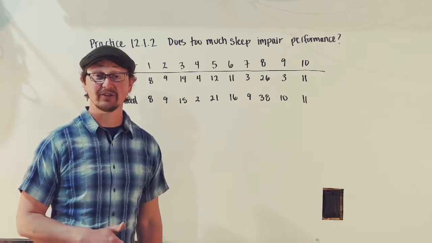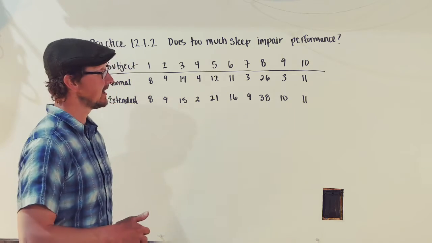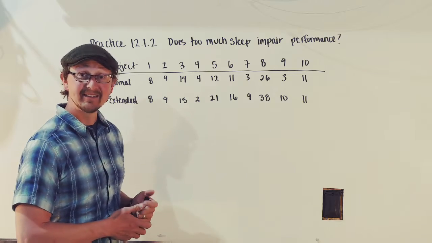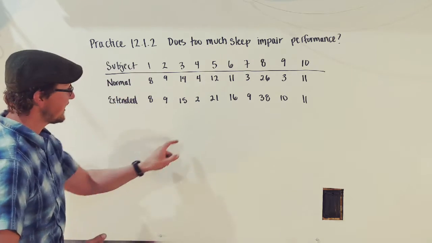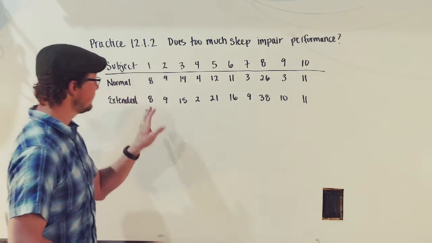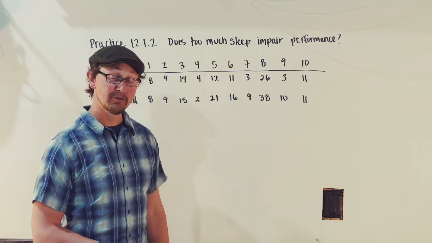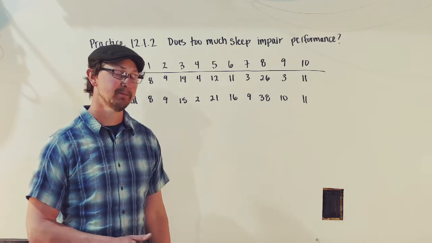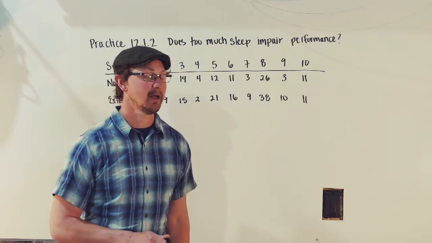Question 2 asks us to go on and carry out a t-test to determine whether extended sleep actually does impair performance. So it seems like for some people it does, for some people it doesn't, and for this individual, subject number 4, it actually went the other way. But are we seeing enough evidence to say that it actually helps?